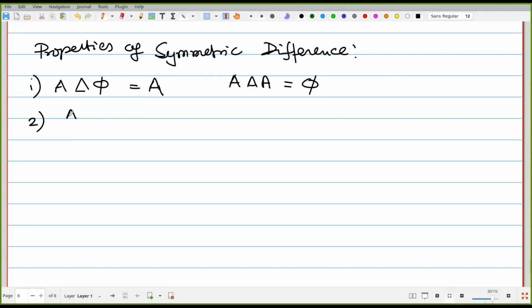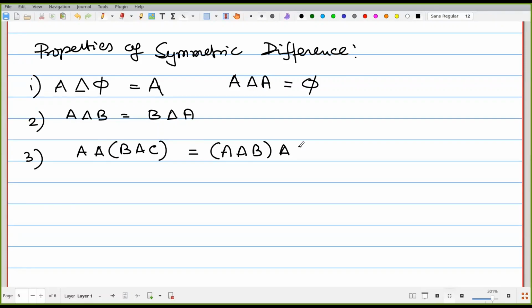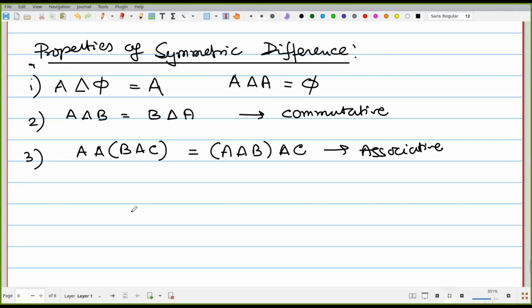Second one, A symmetric difference B is also B symmetric difference A. Third one, A symmetric difference, B symmetric difference C, that is also A symmetric difference B, symmetric difference C. So that means the second one is called the commutative. Third one is the associative.